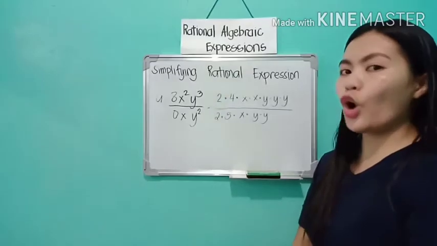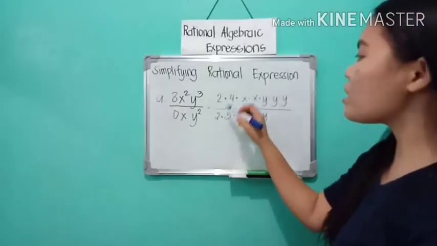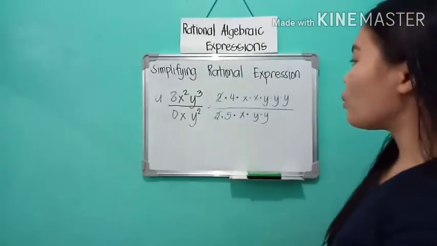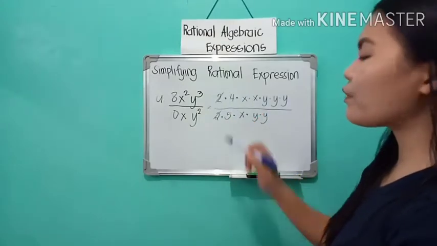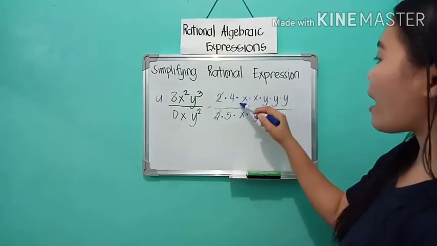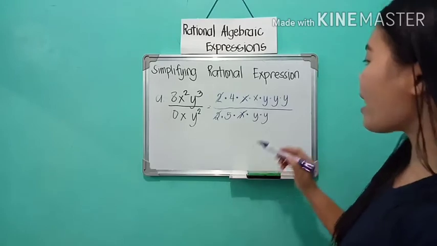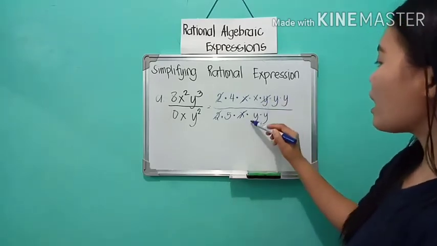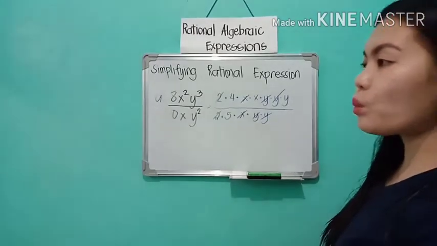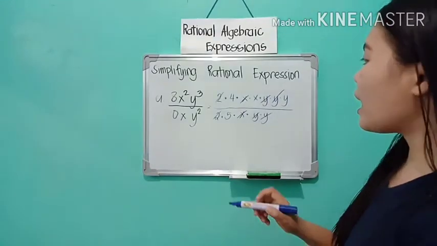Ang gagawin natin next is cancel lang natin yung common factor or greatest common factor. So we have first 2 and 2, which is equal to 1, so wala na si 2. Si 4 at saka 5, hindi naman sila common, so pababayaan muna natin. And then we have x; kasi natin si x, wala nang isang x, so dyan muna yan si x. So we have here y, then another y, and another y. Kumbaga, hahanapin mo lang yung kapareho niya sa ibaba.